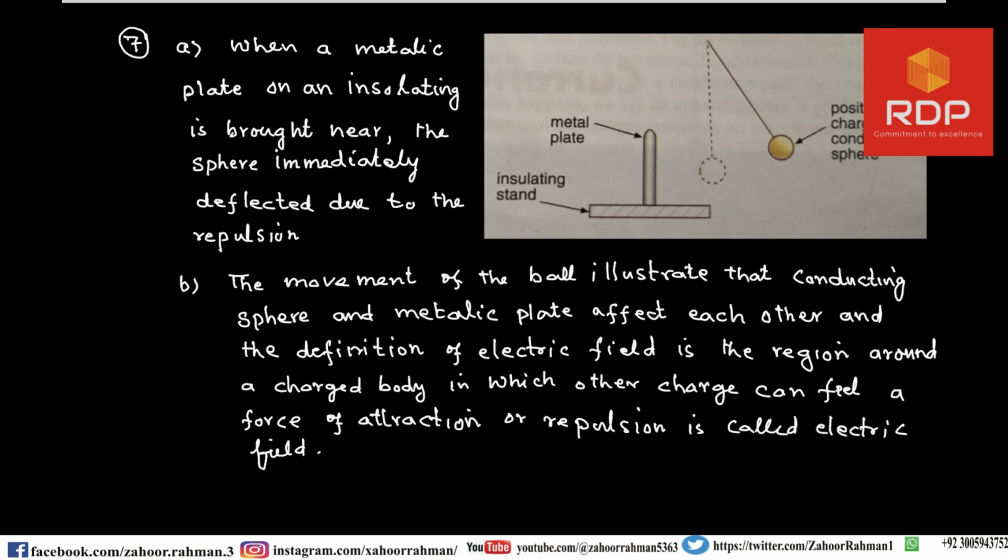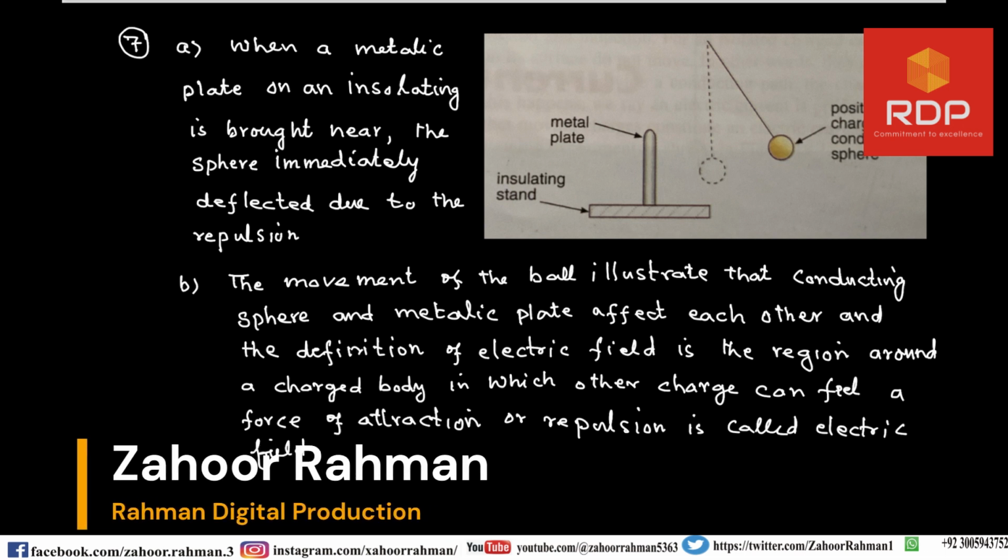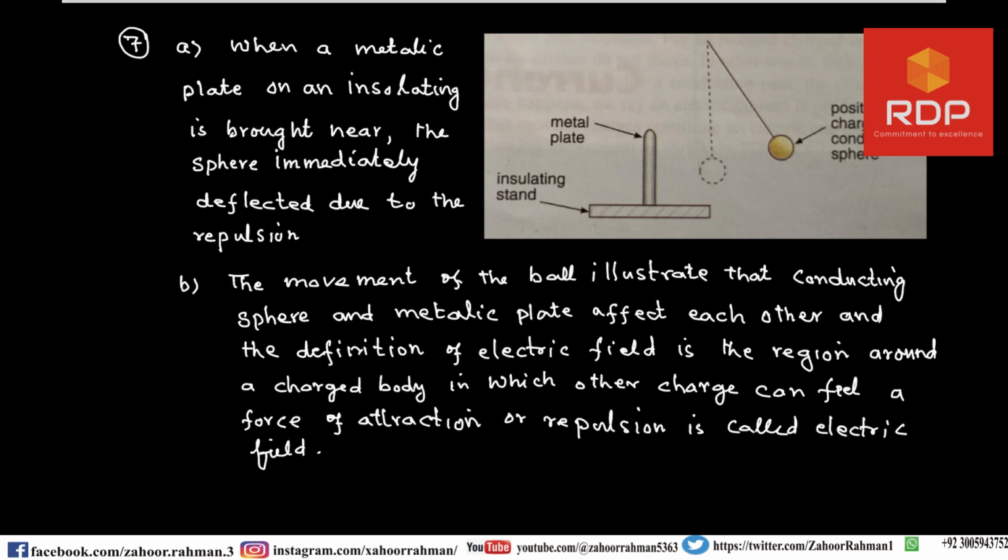Now part B is saying, how does the movement of the ball illustrate the meaning of the term electric field? The definition of the electric field is the area around a charged body in which another charged body can feel a force of attraction or repulsion on it. So that is called electric field.